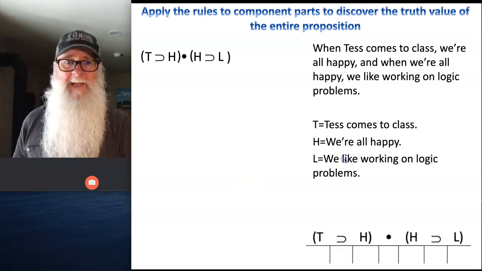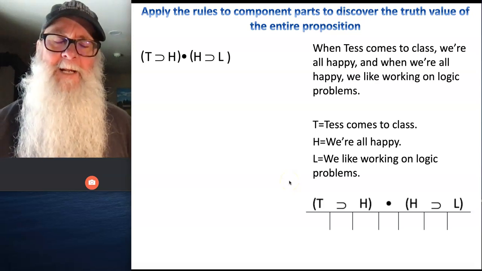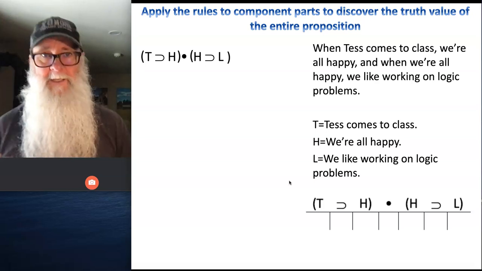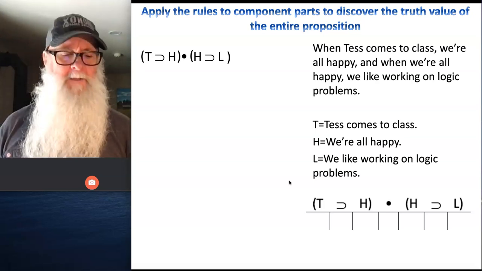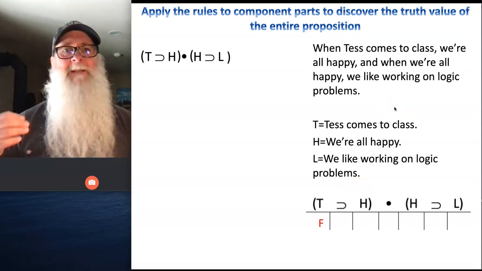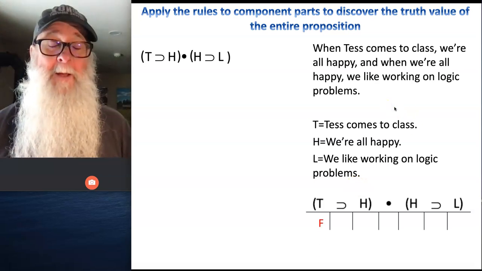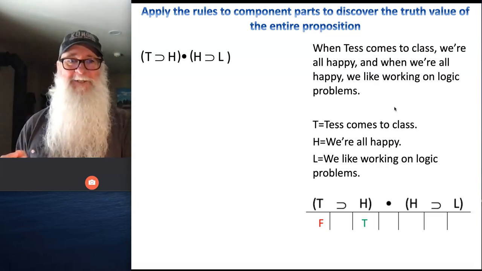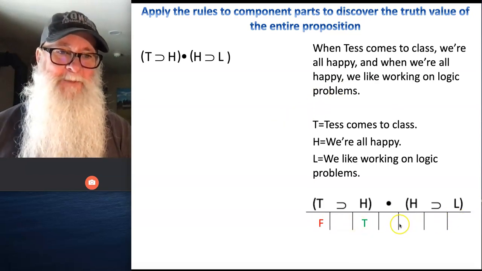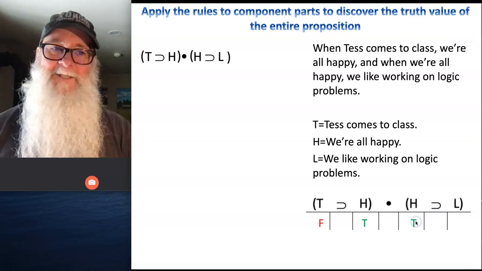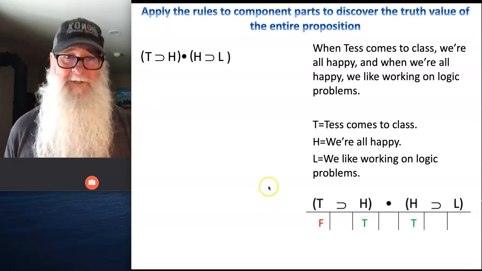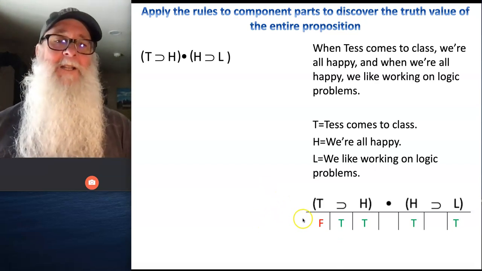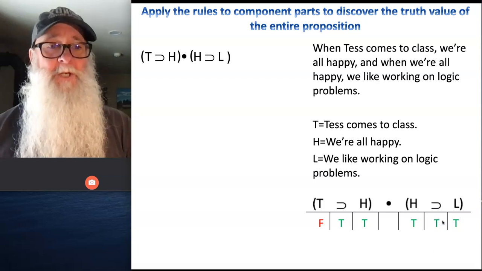Okay, so now what we can do is we can take that statement and we can identify the truth values of its component parts and then start calculating other truth values. So let's say we show up to class, we look around, and there's no Tess, okay? So the statement Tess comes to class is false today. But we also look around and it's like, wow, man, everybody's really happy today. That is true. And because this line here represents a single moment in time, if H is true there, H has got to be true there as well. And of course it's true that we like working on logic problems. So that's true.